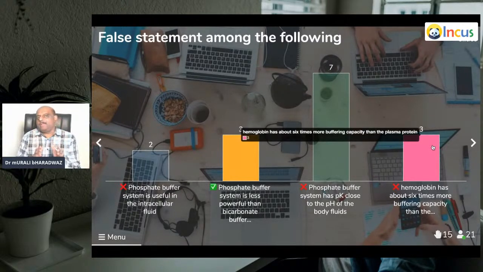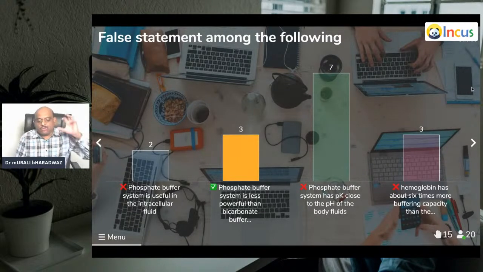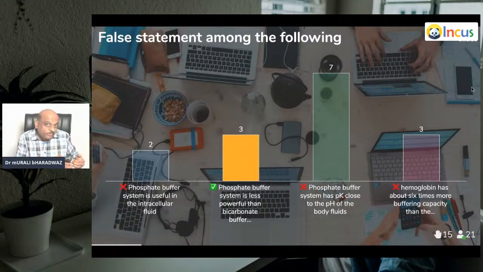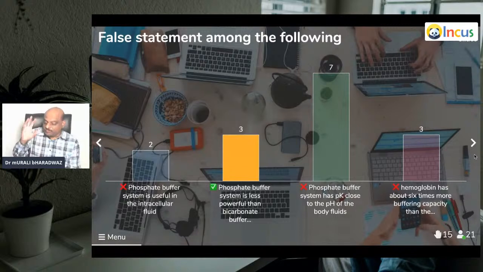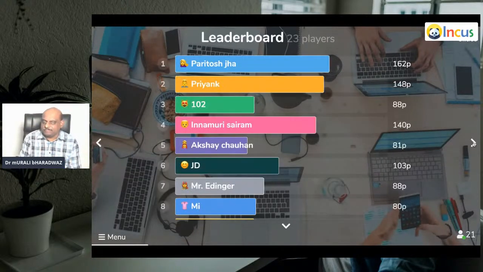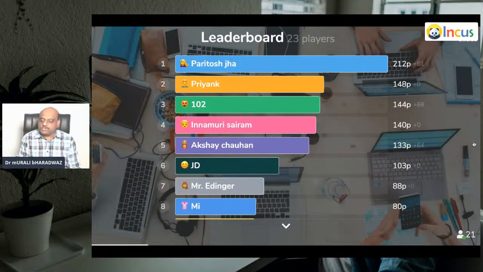So the phosphate buffer is the main buffer in the intracellular fluid. The phosphate buffer has a pK value very close to the physiological pH of the body fluids, so that is the reason. And hemoglobin has 6 times more buffering capacity. That's what you need to basically remember. But phosphate buffer is more powerful than the bicarbonate. Bicarbonate is less powerful.